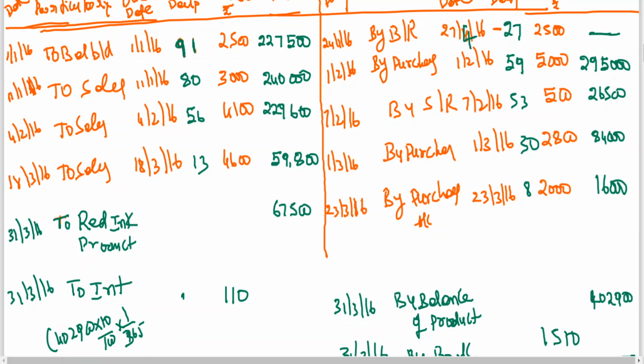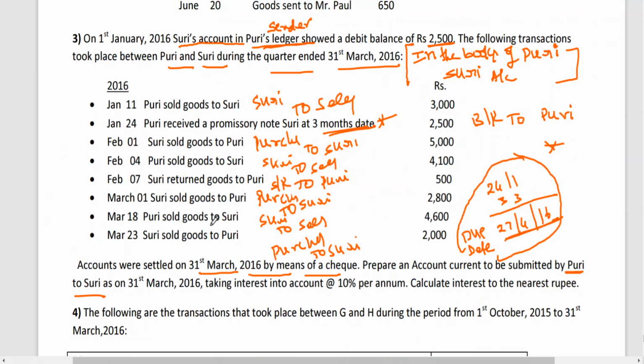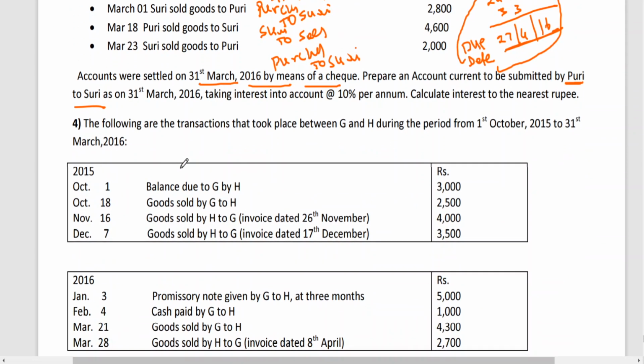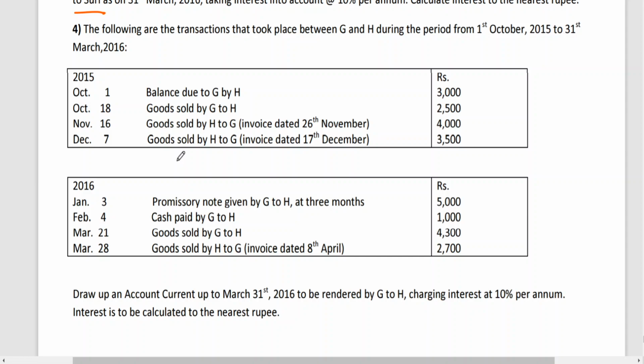Now come back to this. How many problems have we completed? The third problem also has been completed. So I want to give one or two problems as homework. The fourth problem I want to give as homework. If you have any doubt, this problem is there in the study material. You can see.